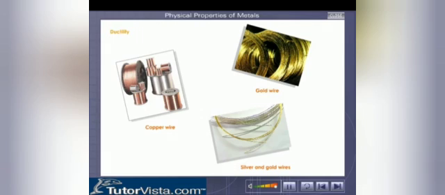Ductility. Most metals are ductile. A substance is said to be ductile if it can be drawn into wires by stretching. Gold is a highly ductile metal. 1 gram of gold can be drawn into a thin wire 3,240 meters long.